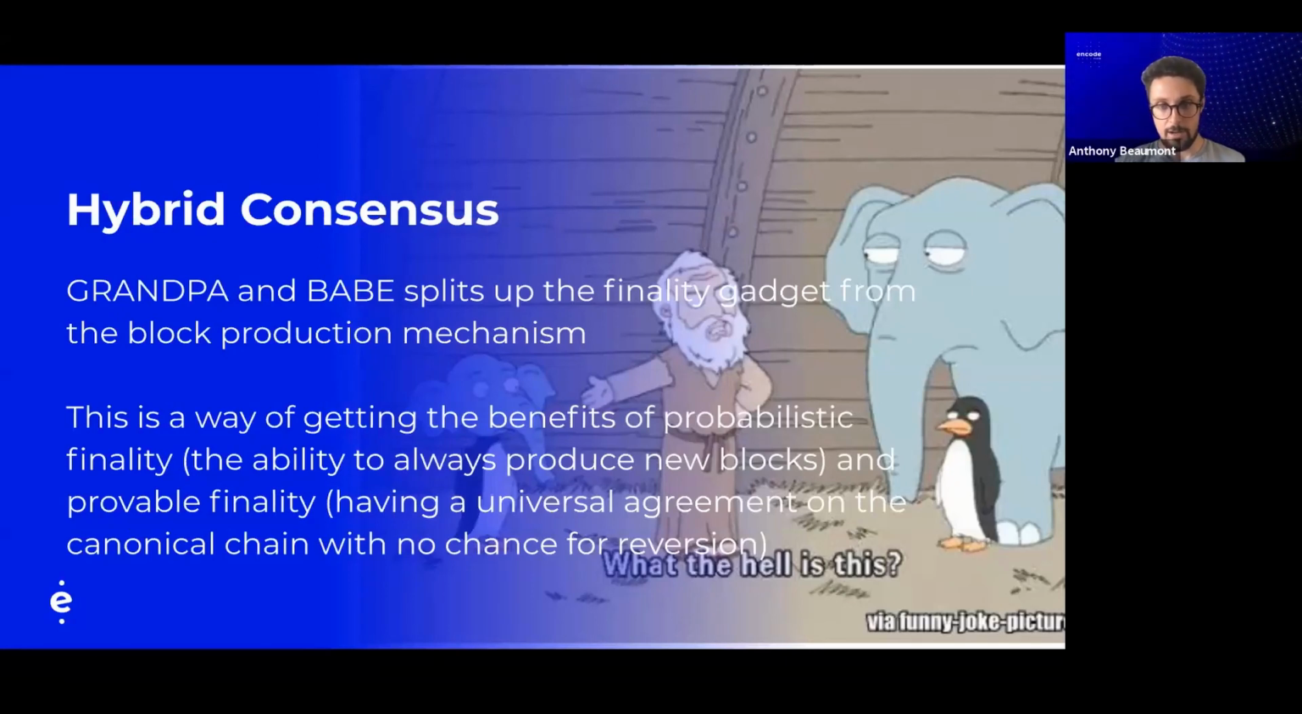What we get is this thing called hybrid consensus, which you can't really see. You've got the old, what the hell is this elephant penguin meme there, but luckily Polkadot's consensus is not so abhorrent. Basically, we won't get into too much detail here, but to try and prove that the blockchain is final, it splits up the finality gadget, or the way finality works. And you get all the benefits of probabilistic finality, which is you can always produce new blocks. The system doesn't just break down, but you get provable finality.